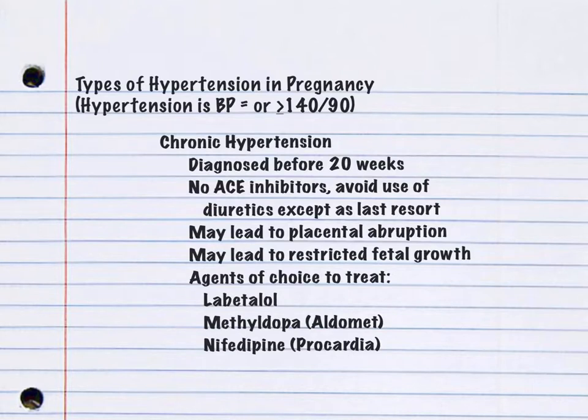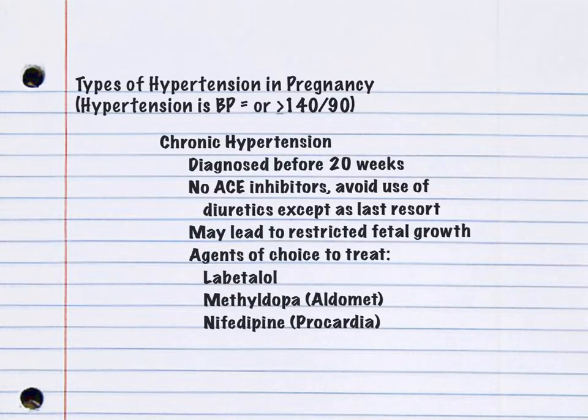If mom is pregnant or planning to become pregnant, it's important that her prescribers not give her ACE inhibitors, which are teratogenic. And we try to avoid the use of diuretics except as a last resort. I have seen some women who have had horribly uncontrolled blood pressures sometimes be prescribed an agent like HCTZ, but it's more commonly done postpartum. Remember that mom needs that extra fluid volume. So we don't really want to do anything that's going to decrease her circulating volume unless we absolutely have to get that blood pressure under control.